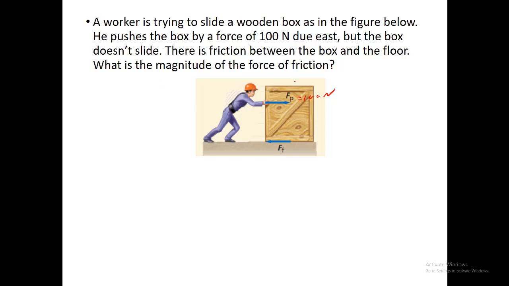Of course, this question was having many choices. From these choices: FB equals 100, F friction equals 100, more than 100, and less than 100. Many students said that as long as the object is not moving, the F friction is bigger than FB. This is totally wrong.